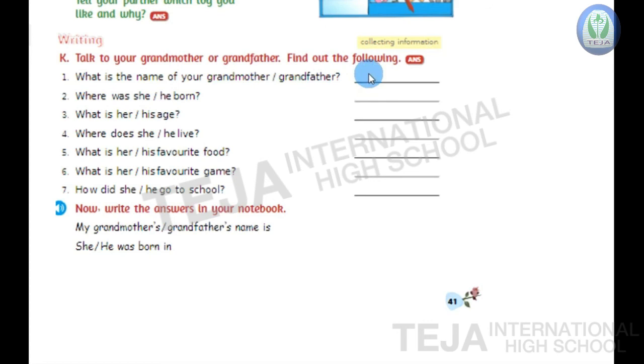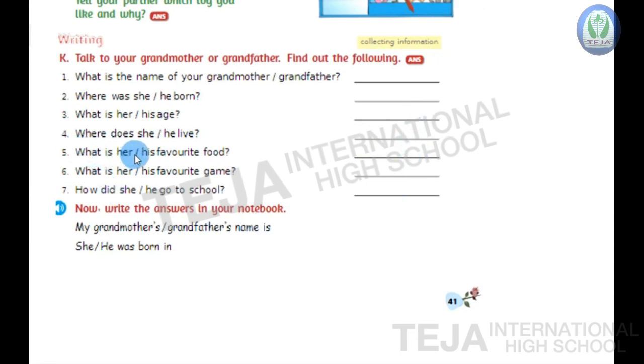So, you ask your grandfather or grandmother and write the answers in the blank. That is, what is the name of your grandfather or grandmother? Where was she or he born? What is her or his age? Fourth one, where does she or he live? In which village or in which city they live? Write the name of the village or the city in the blank.